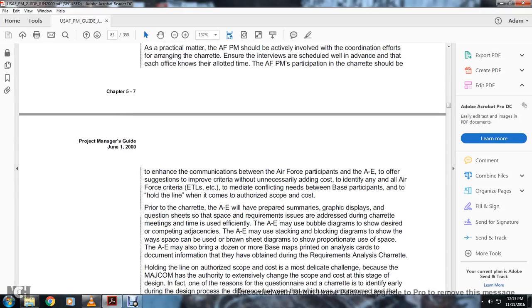The Air Force program manager's participation in the charette should enhance the communication between the Air Force participation and the architectural engineer, to offer suggestions and approval of the criteria for the necessary additions, to identify the ONE and all the Air Force criteria for the ETLs and so on, to mediate the conflicting needs between the base participation, and to hold the line when it comes to authorized scope and cost.